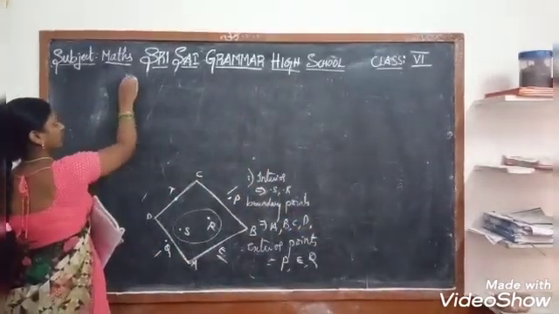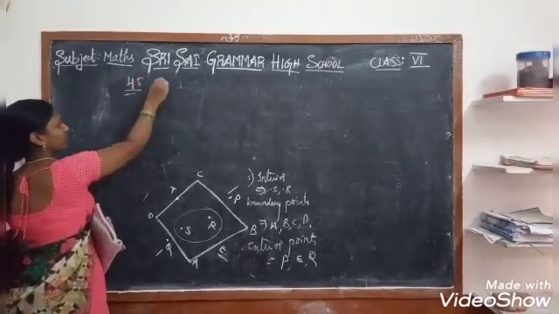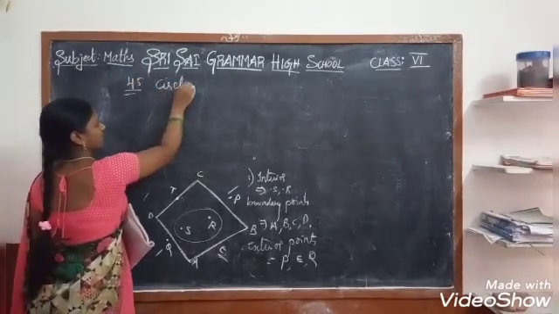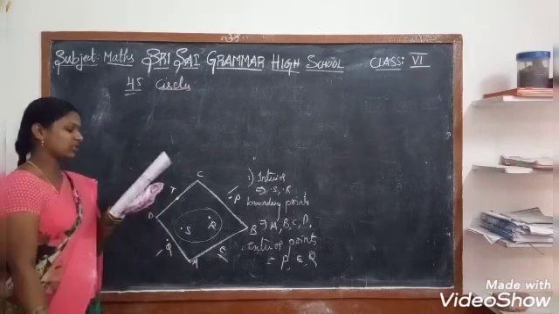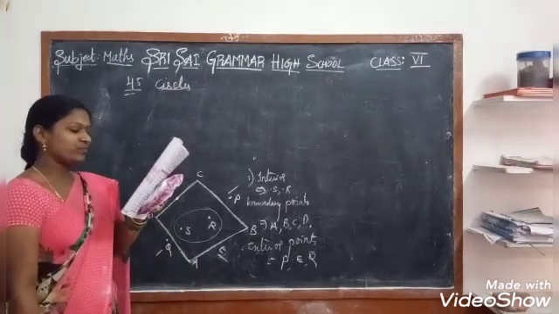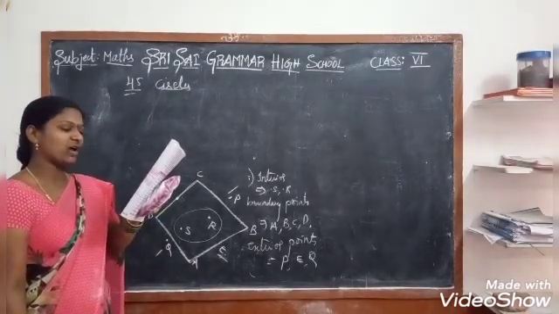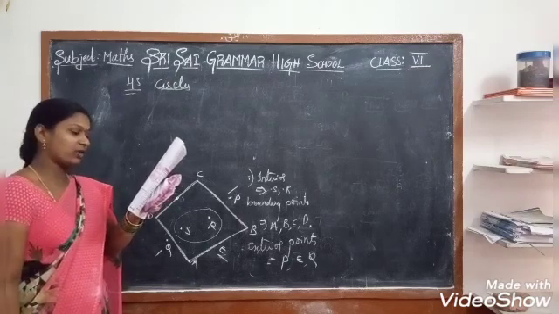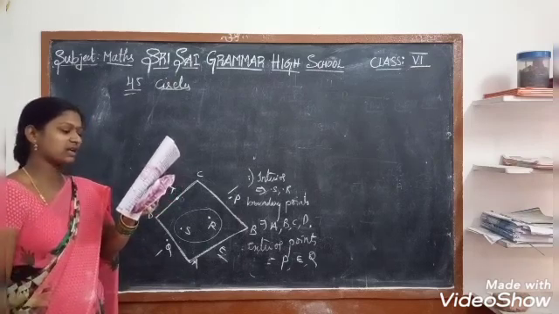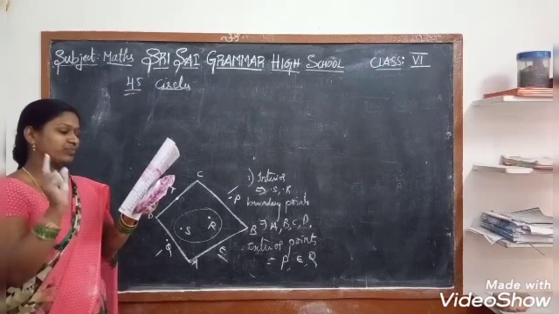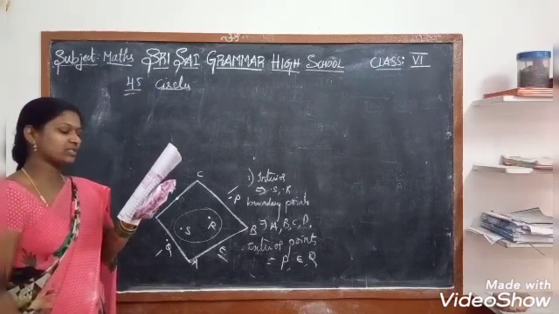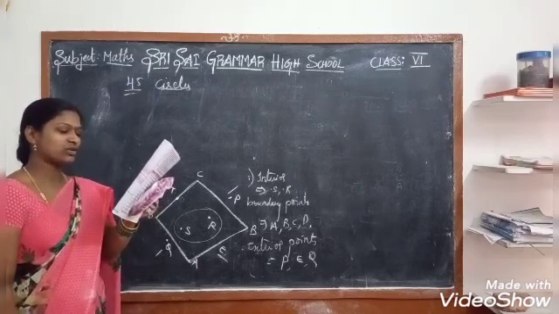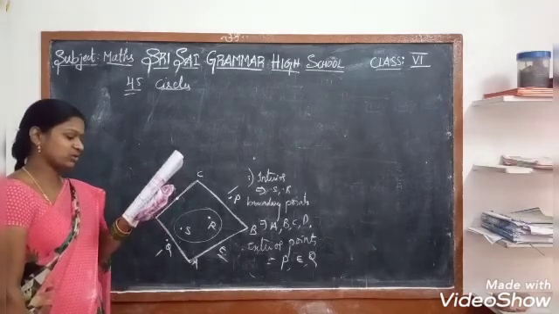In 4.5 we are going to learn about circles. Here they said to draw a circle. From that we have to show the center and also the radius, and also the diameter, and also the arc we have to show.